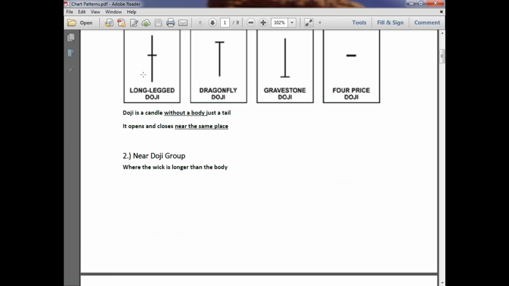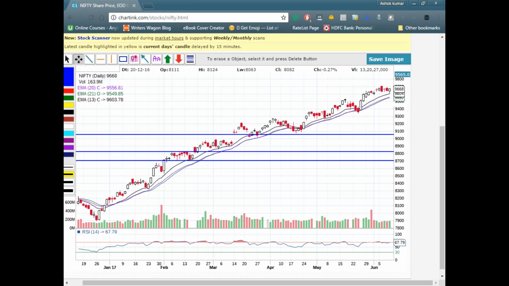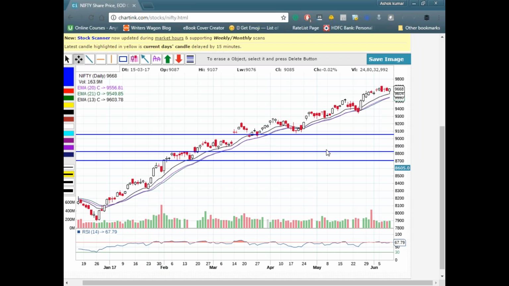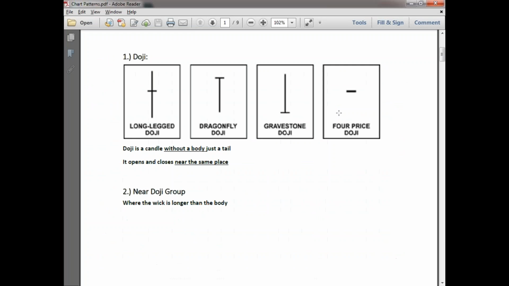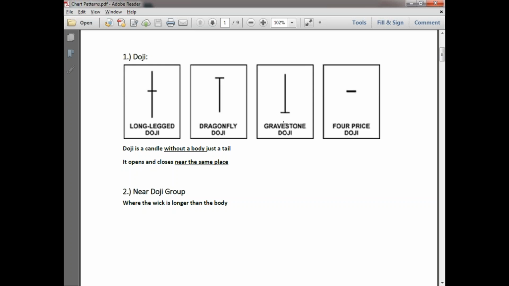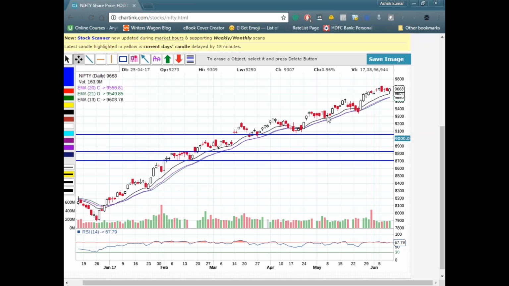So let's see what dojis have formed over here. Here is a long leg doji, this is a long leg doji, this is a long leg doji. Look at this one, which does it look like? Doesn't it look like the dragonfly doji over here? The one here is almost a dragonfly doji. This one is a clear example. This one is a dragonfly doji. This is a long leg doji. This one looks like the four price doji. It does not have much of a tail at the top or the bottom. And this one looks like the gravestone doji over here.